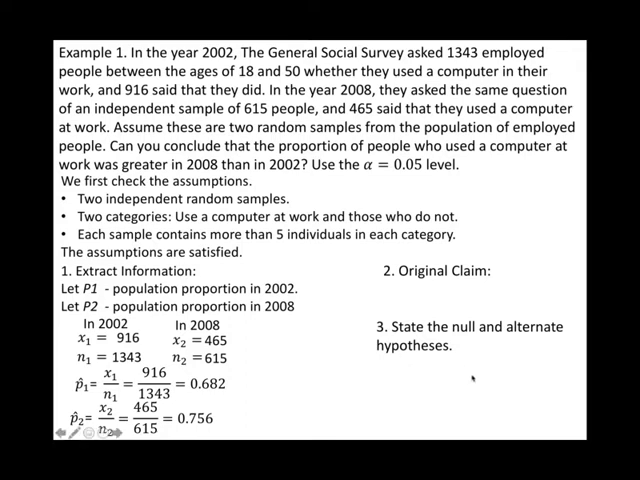Okay, number 2, original claim. Find out the claim statement. The last sentence here should be your claim statement: can you conclude that the proportion of the people who use a computer at work was greater in 2008 than in 2002? So what is your original claim? That will be p1 strictly less than p2. Again, make sure you put the first population on your left-hand side here.